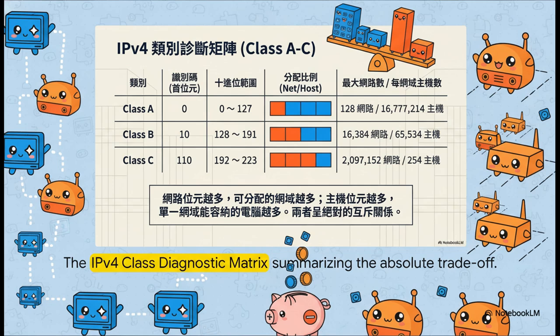And that brings us to the ultimate engineering trade-off. It really highlights the absolute rule we've been talking about. As you allocate more bits to the network side to build more streets, your capacity for hosts per network proportionally and rapidly shrinks. It's a completely zero-sum game within the strict confines of those 32 bits.